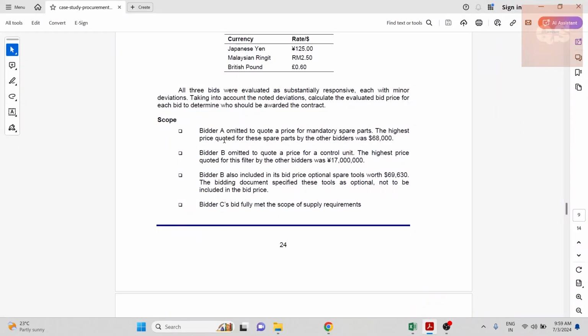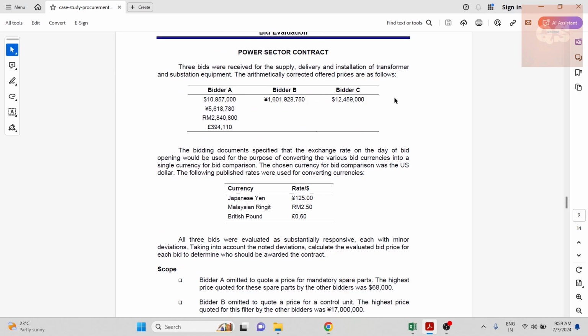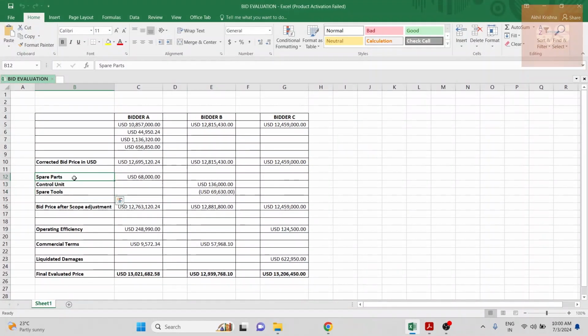So if you see here, scope: bidder A omitted a quote price of mandatory spare parts. The highest price quoted for these parts by other bidders was 68,000 US dollars. So bidder A did not quote for the mandatory spare part, which is actually required, and the highest quote was 68,000. That would be maybe included in either bidder B or C. It's not specifically given. But since it is mandatory, we need to add that 68,000 to bidder A's price. So that is what is being done here.